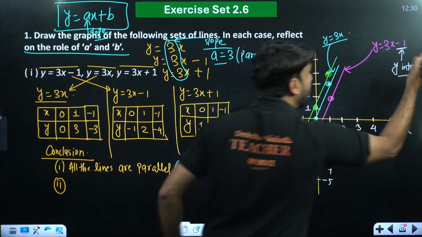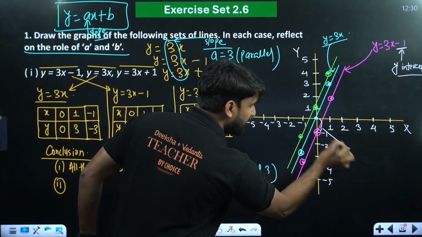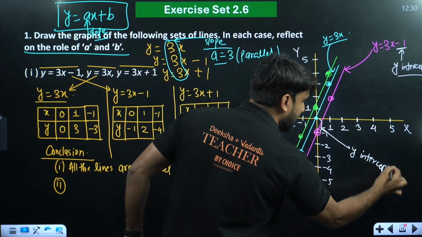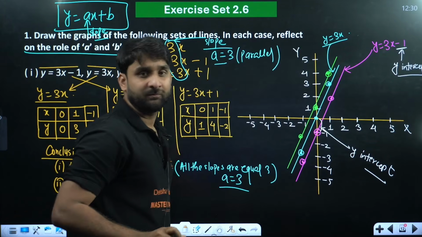Y-intercept. And if you look here, the pink line, can you see here? This is the y-intercept. And if you look at the graph, it is intersecting at -1. So -1 is the y-intercept.